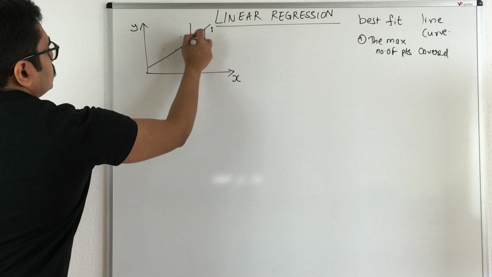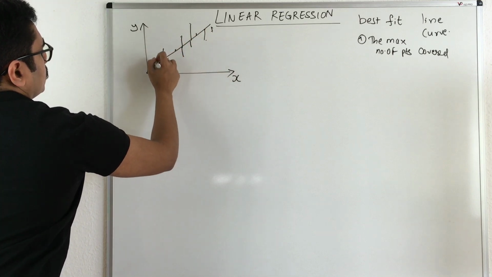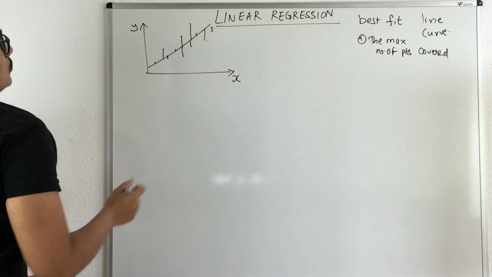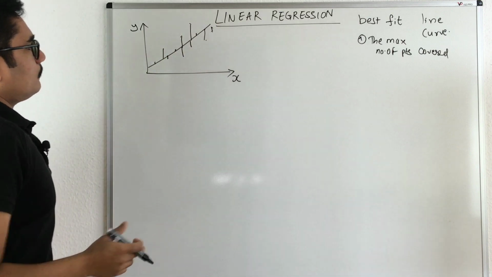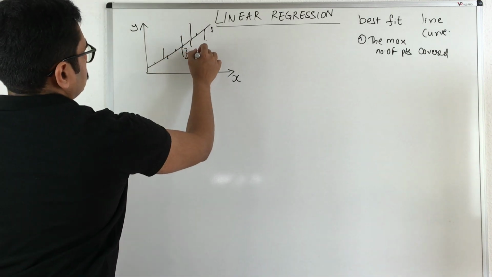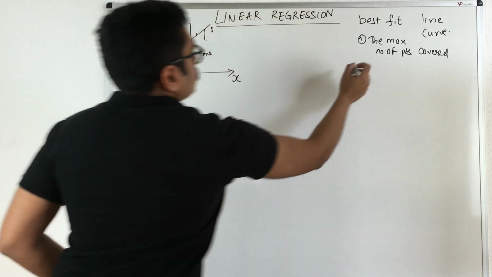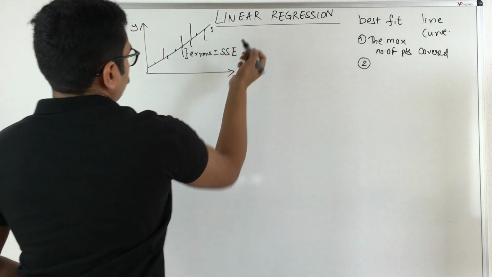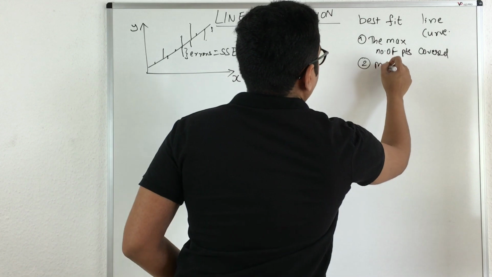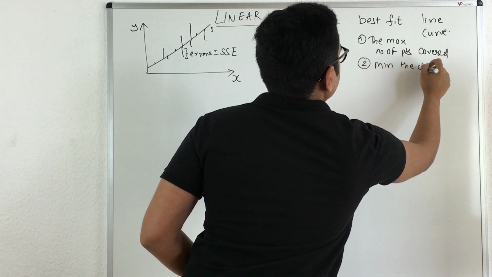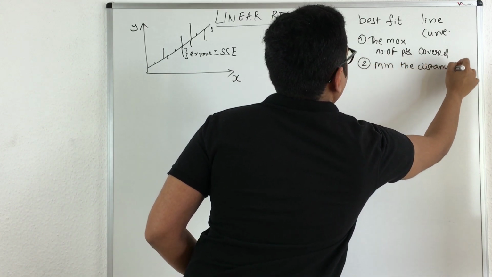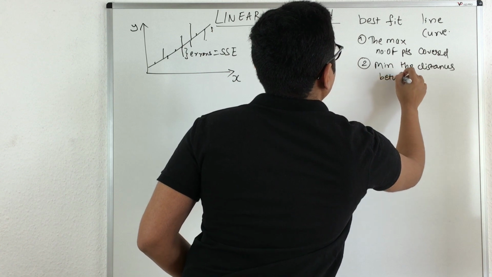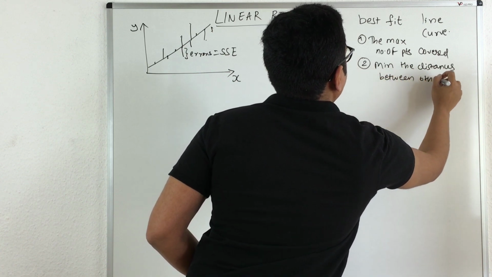So it can be this, this, this, this and this. What are these distances? These are essentially called errors. This error is also measured as the sum of squared errors. So minimize the distances between the points.